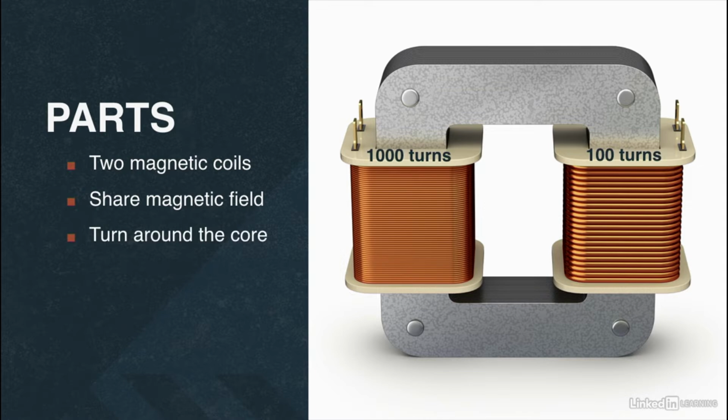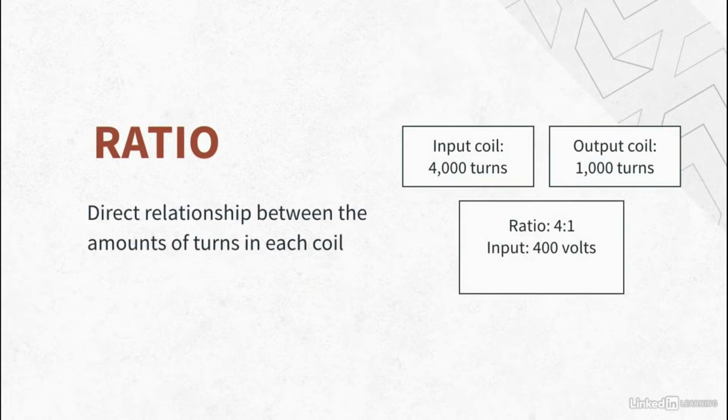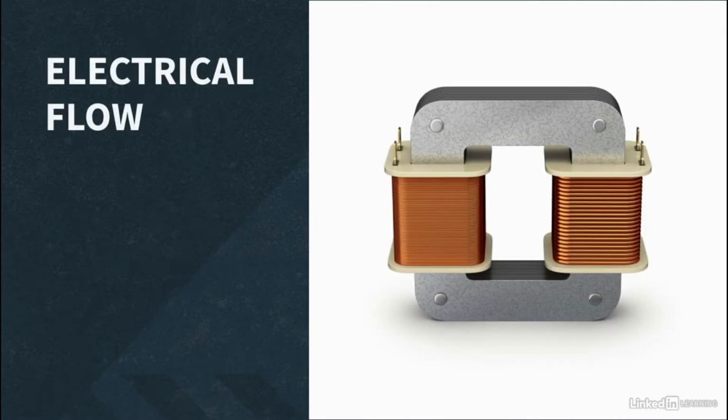The relationship between the wraps around the core from one coil to the other coil is called a ratio. In other words, if a transformer has a 4-to-1 ratio, and you introduce 400 volts on one side, the primary side, you would in turn get 100 volts output on the secondary side. Does that make sense? Let's take a look at a basic building transformer.